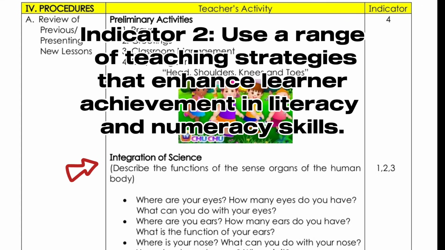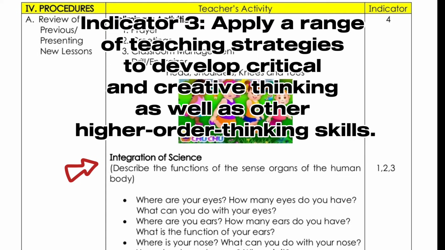Then we have used a range of teaching strategies that enhance the learner's achievement in numeracy skills. I let the pupils count how many fingers they have, the number of the body parts. And also, indicator number 3 is I have applied a range of teaching strategies to develop critical and creative thinking as well as their higher order thinking skills. So this includes asking not only WH questions but the HOTS, the higher order thinking skills. For example, asking why are our body parts important? Or how can we take care of our body parts?